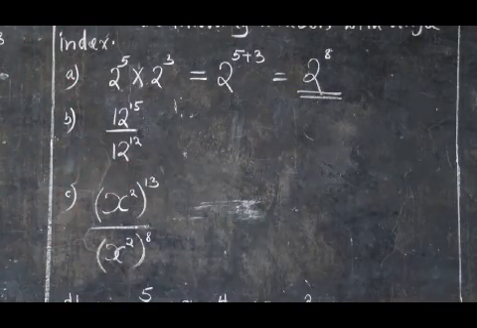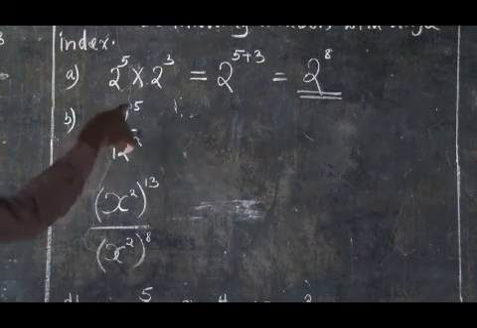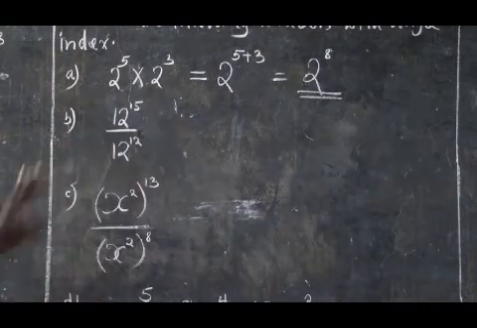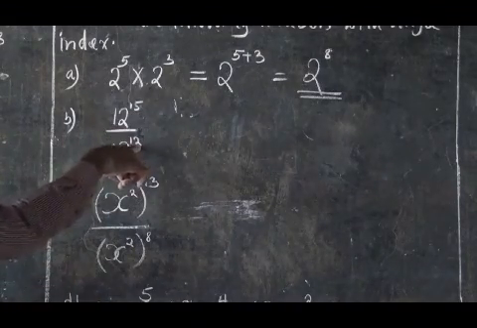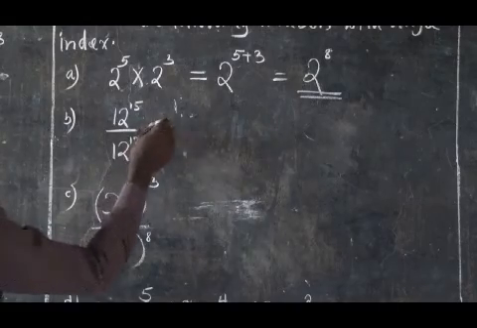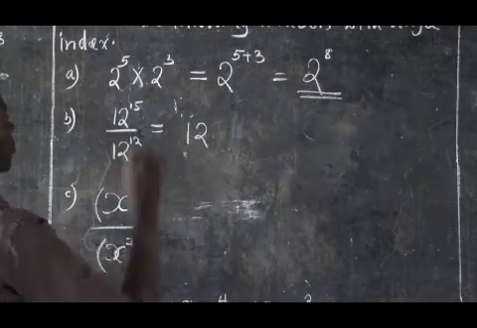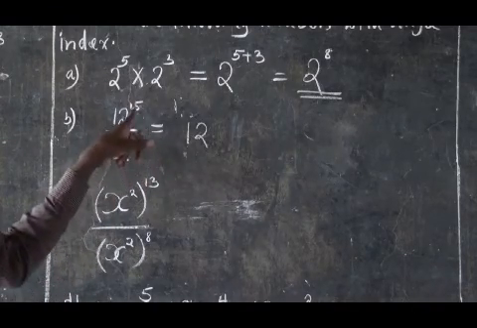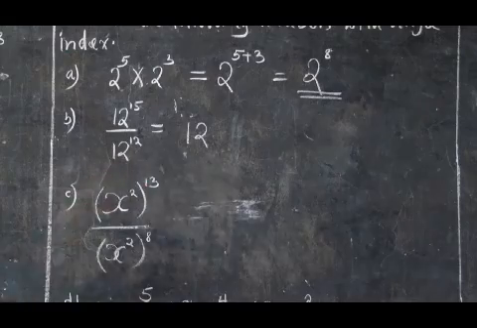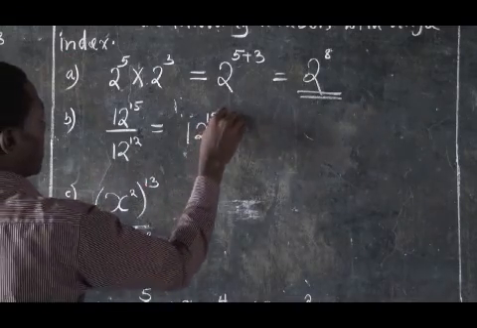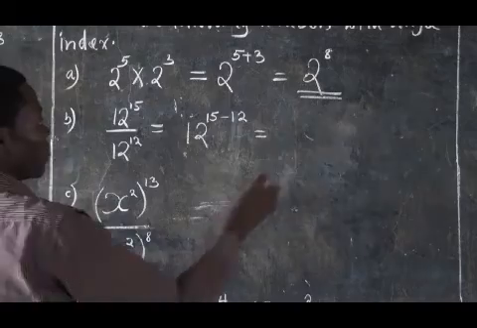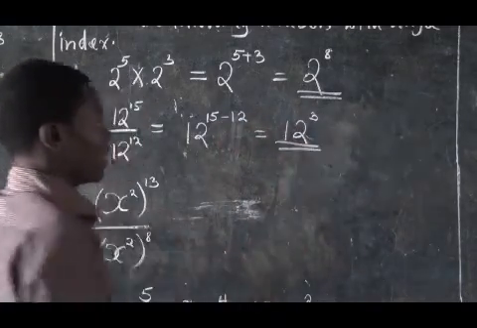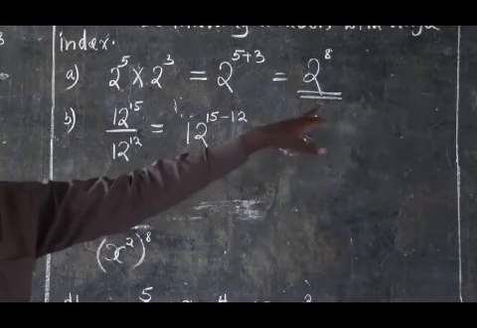In part B, we have the same base but different powers. If we are dividing, it means we are going to subtract the powers because the base is the same. So here we maintain our base, which is 12. Then what are we going to do with the powers? Because it is a division sign, we subtract the powers, which is 15 minus 12. This gives us 12 power 3. So this is the solution.